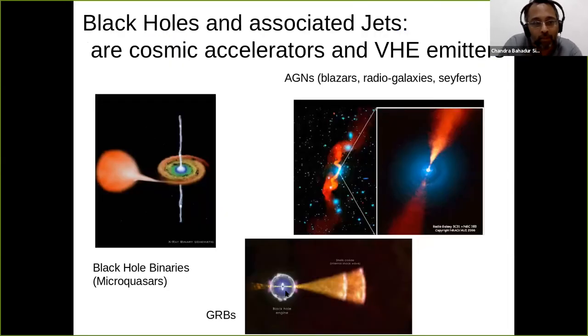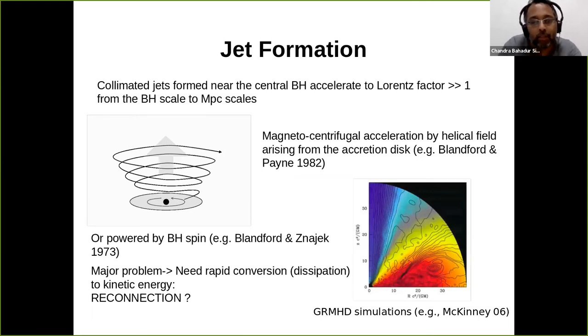As we know, black holes are generally associated with jet emission, and these jets are supposed to be the accelerators of relativistic particles, and also lead to very high energy emissions. These systems can be present in black hole X-ray binaries or GRBs or AGNs. From some solutions as well as simulations, there has been a sort of consensus on how jet formation can happen. It is possible that the jet formation can happen and stay collimated and can accelerate the bulk motion to a Lorentz factor much greater than one, which leads to the stability of the jet up to megaparsec scale. So how can the outflows and jets really be accelerated?